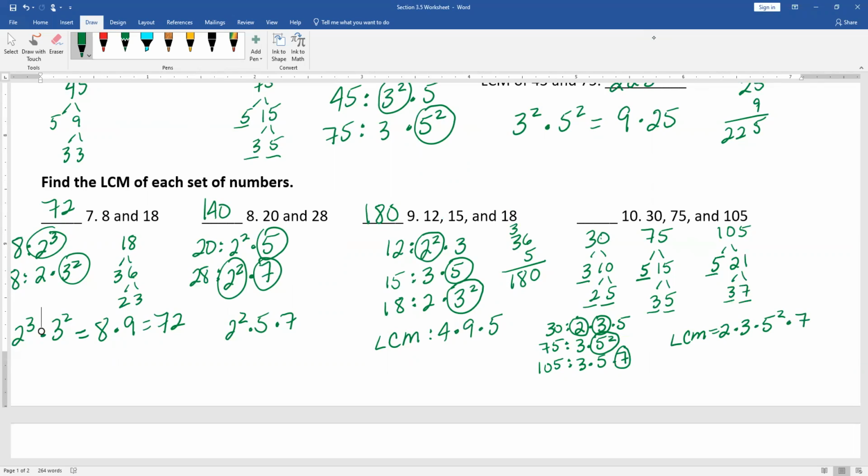Okay, so 2 times 3 is 6. 5 squared is 25. So I'm just going to go 6 times 7, I know is 42. So let me do 42. This will be a big number. 42 times 25.